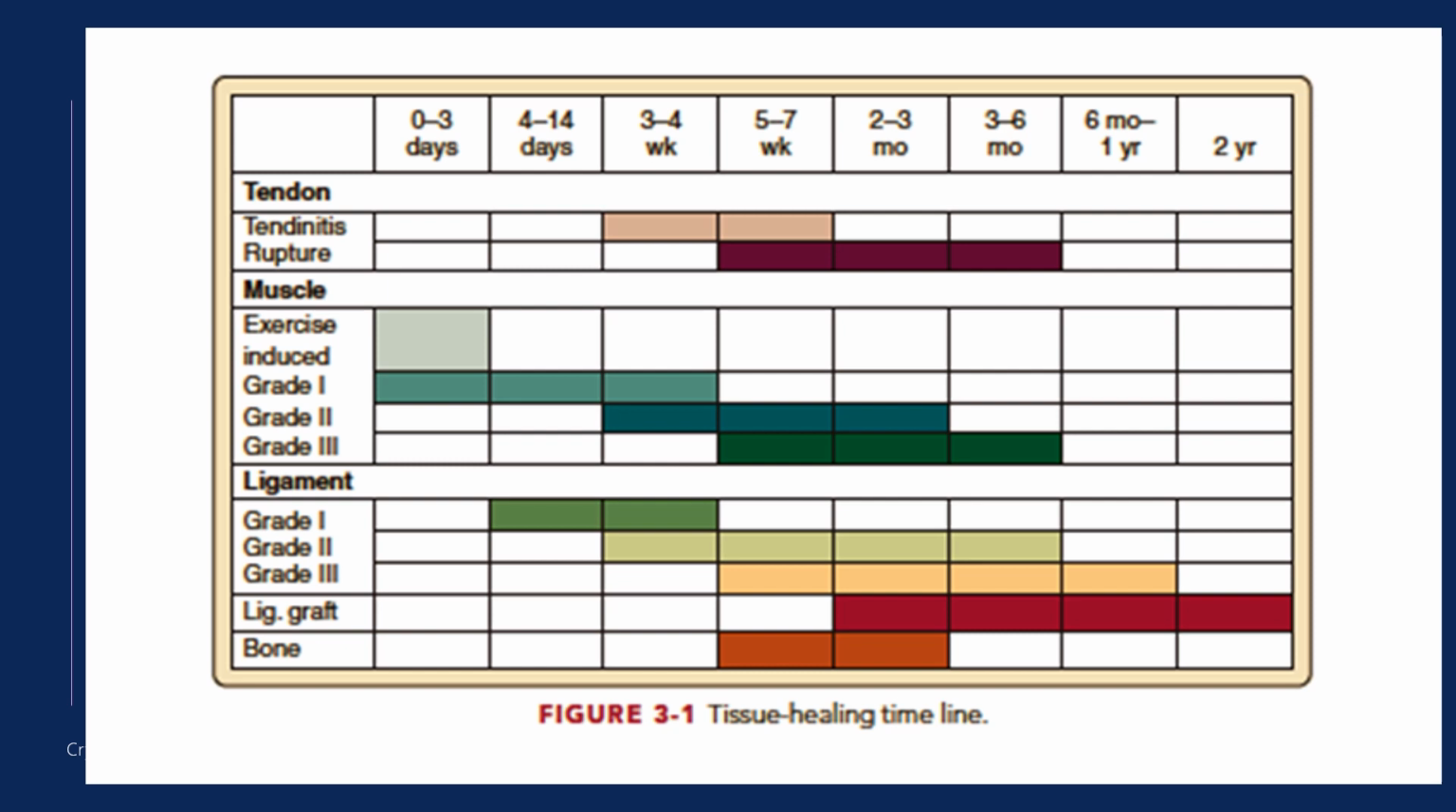With a muscle, the healing time is not quite as long depending upon the grade. And so if it is something that is grade 1, it can heal within 3 to 4 weeks at the longest. And then if it's grade 3, it would be 3 to 6 months. Ligaments, on the other hand, you can see they take quite a while. And then bone, of course, can take a little bit longer as well.